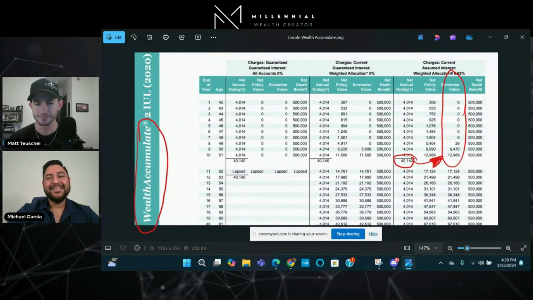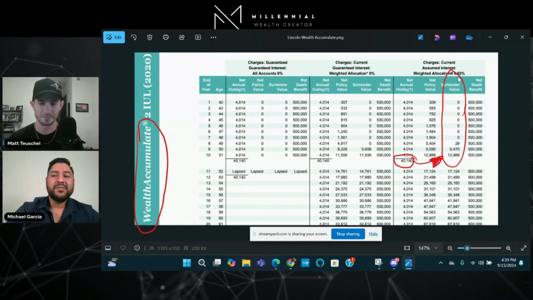Okay, so this is the numerical page of the policy. You can see on the side, I thought it was funny because it was called the wealth accumulate. And then you look over here on the right-hand side. By the way, this is assuming a 6.63% interest. By the way, this is a policy with Lincoln.